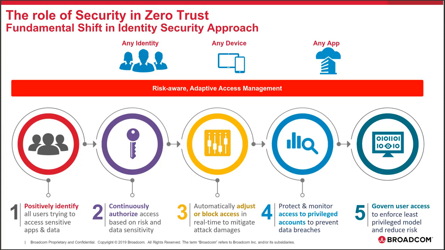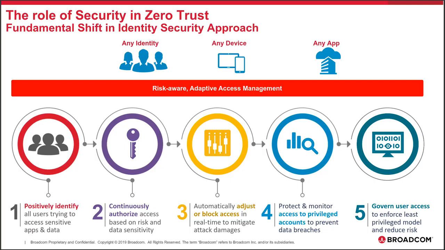For example, administrators coming in with tons of entitlements represent risk. A user coming into an application that is sensitive also represents risk. So there are different ways of managing and defining risk. And then number 3 is we need to automatically adjust, block, or allow with certain obligations access in real time in order to adequately protect against these risks.